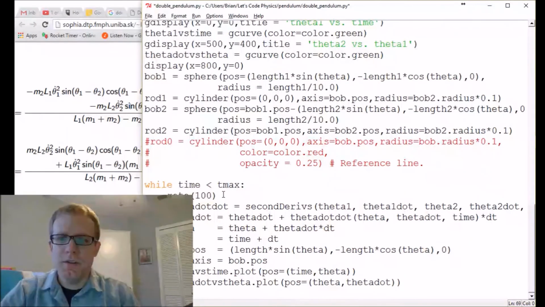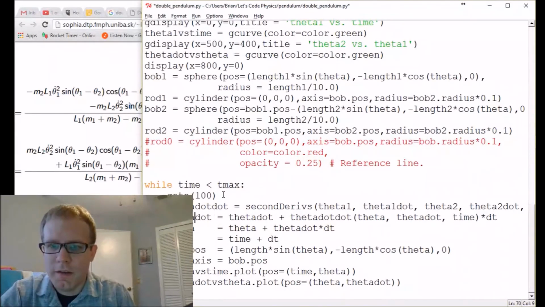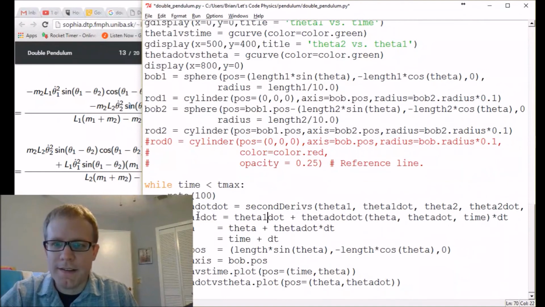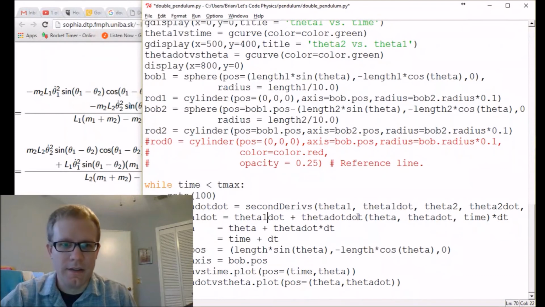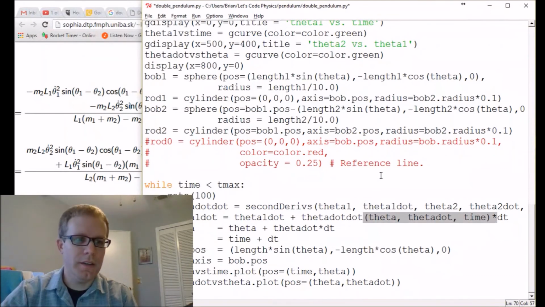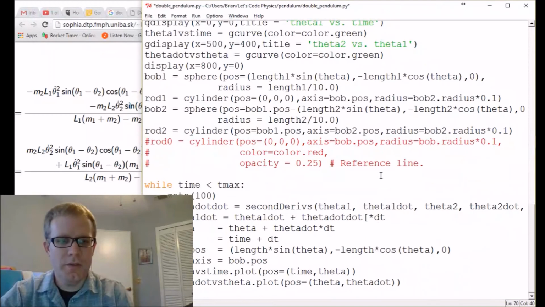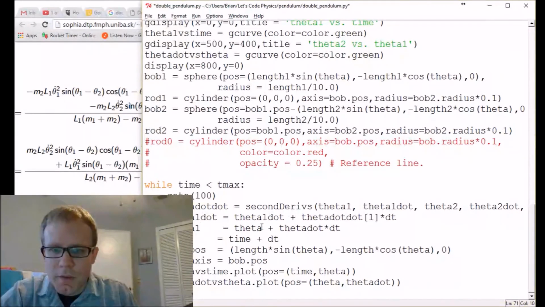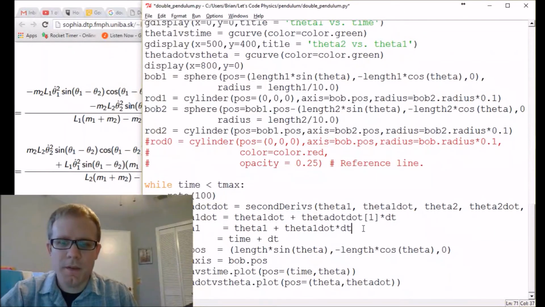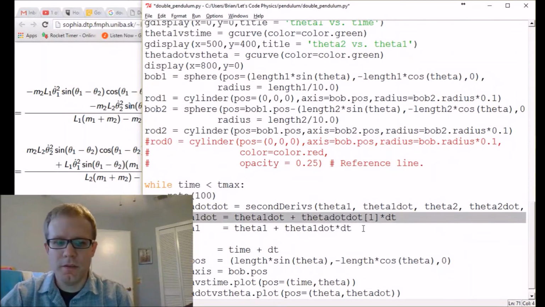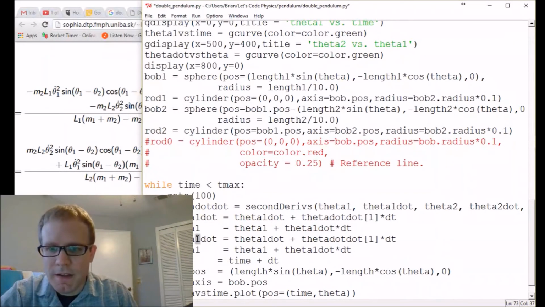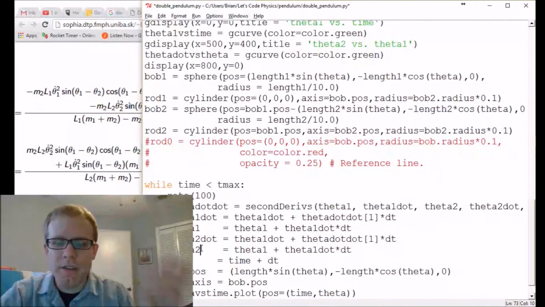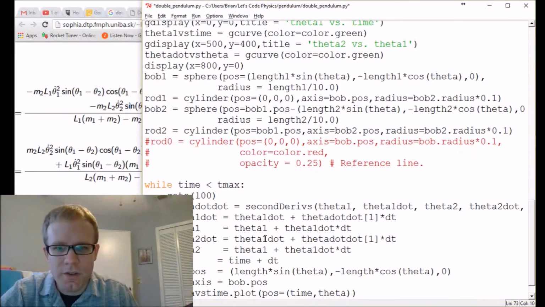Cool. And so what we'll do is for theta 1 dot, all I have to do now is access this list. So basically it's calling this function, it's returning a list, and then storing that list under theta double dot. So I just have to call this as theta double dot of 1. Theta 1 equals theta 1 plus theta 1 dot times dt, and then we do the same thing and replace the 1s with 2s. So all the messiness, all the differential equation messiness is hidden up there in the second derivatives function.